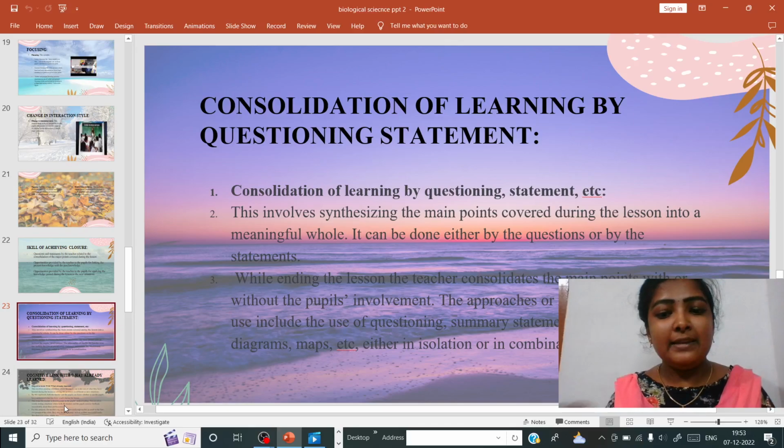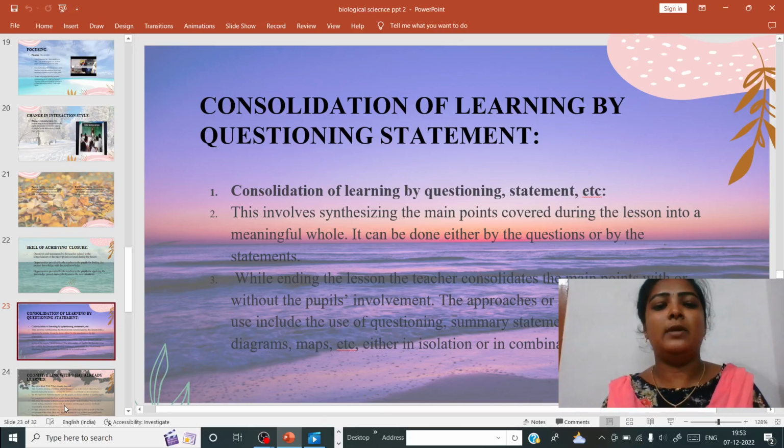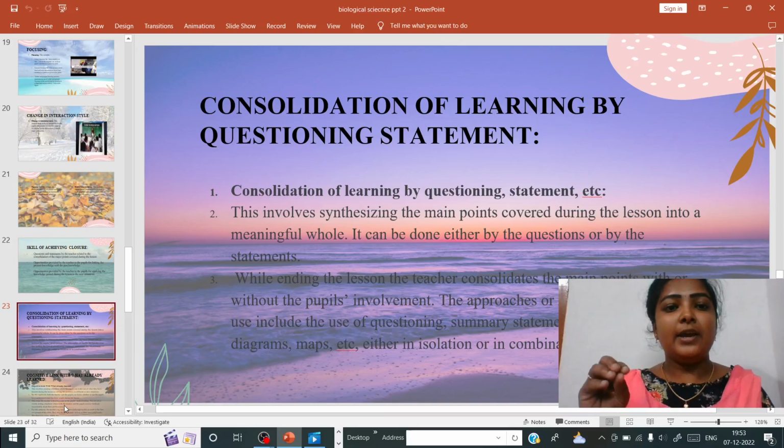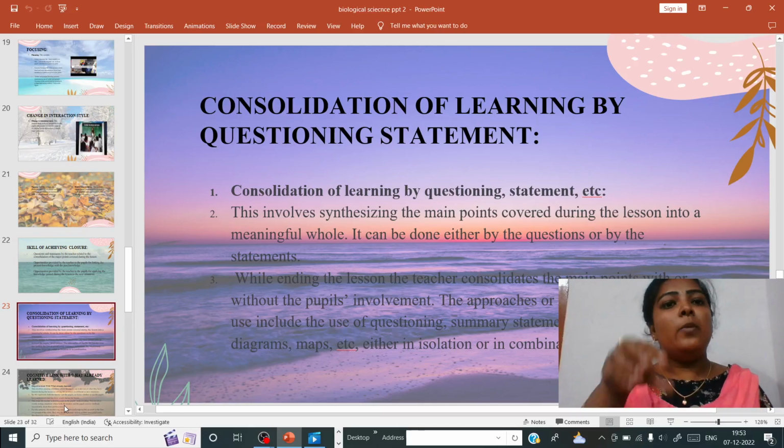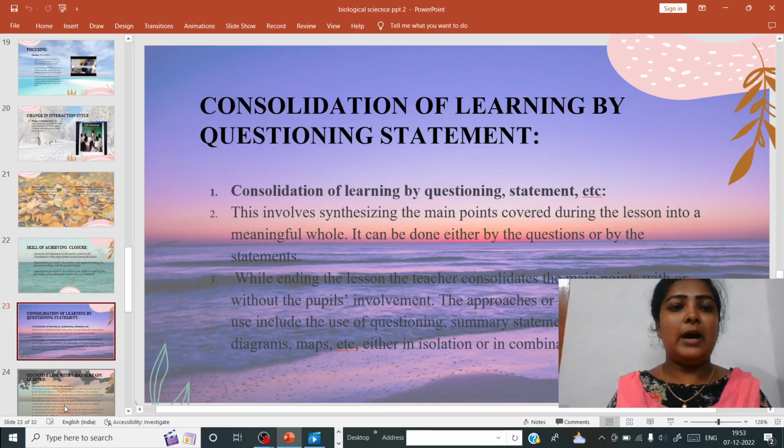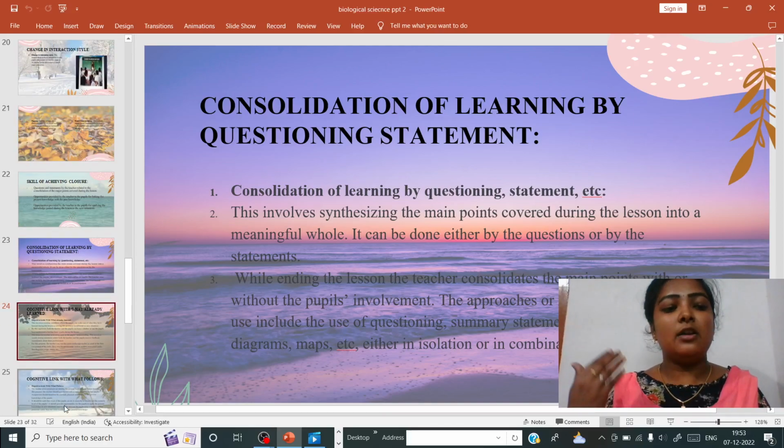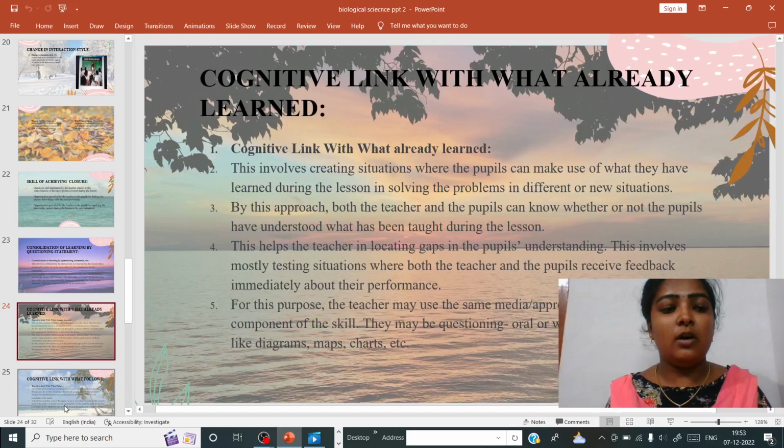While ending the class, the teacher consolidates the main points with or without the pupils' involvement. For example, if we take one part of a lesson to the students, we have to sum up the last part. We have to consolidate. That is called consolidation by questioning statements. After that, there is a cognitive link with what we have already learned.